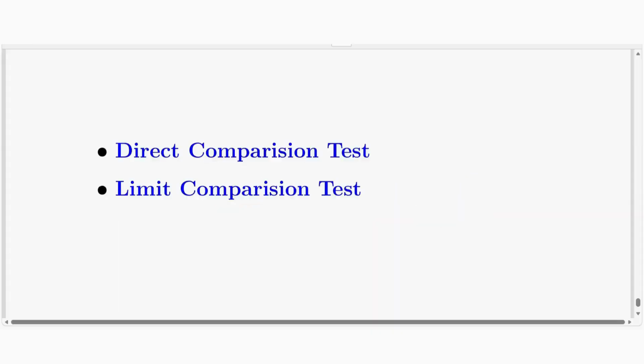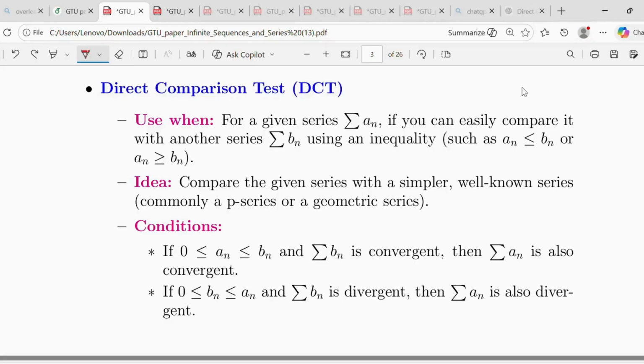This video contains the direct comparison test and limit comparison test to find the convergence and divergence of positive term series. Direct comparison test.